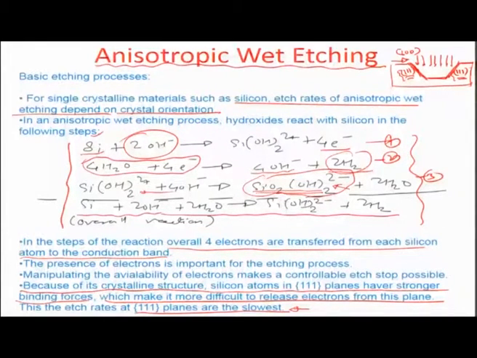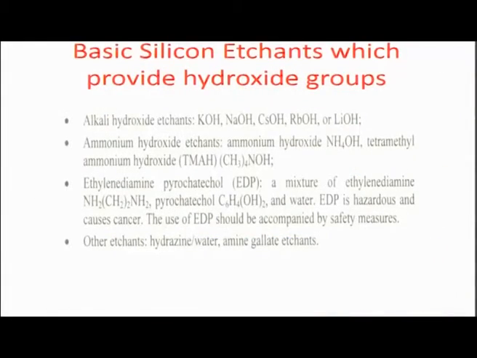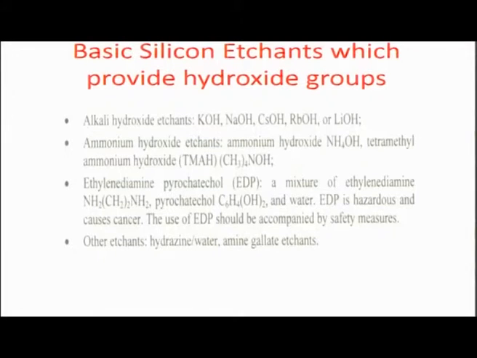So let us do a little bit of a problem example, and before doing it, let us actually look into what are the etchants which are available. There are many hydroxide etchants which are available, for example alkali hydroxide etchants: KOH, NaOH, cesium hydroxide, rubidium hydroxide, lithium hydroxide, and so on and so forth. There are also very specific hydroxide furnishers, for example ammonium hydroxide, or TMAH as we call it, tetramethyl ammonium hydroxide.